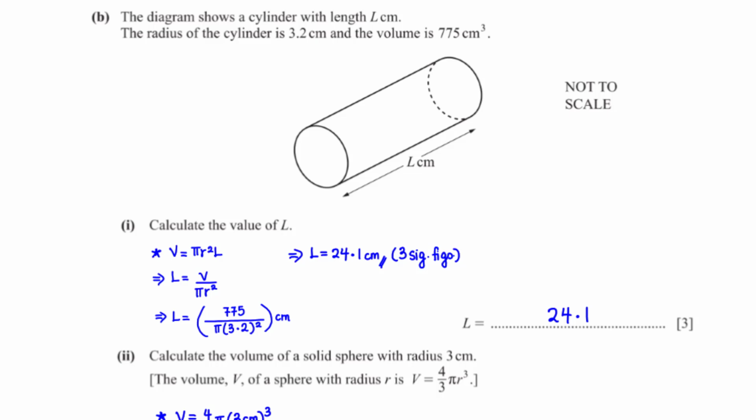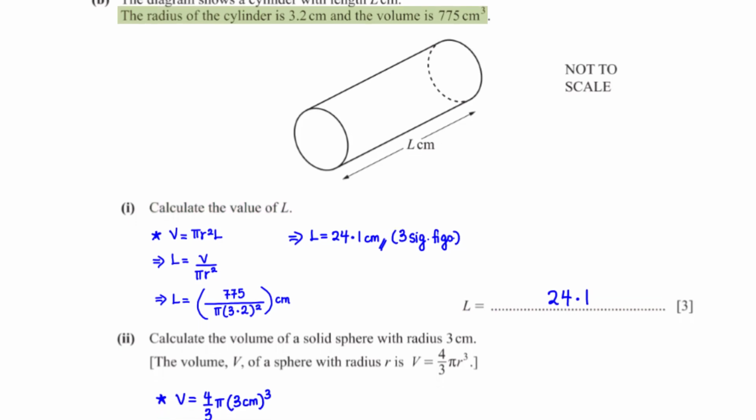The diagram shows a cylinder with length L centimeters. The radius of the cylinder is 3.2 centimeters and the volume is 775 centimeters cubed. Calculate the value of L. The volume of a cylinder is pi r squared h. In this case, h is L. When we make L the subject, we get V over pi r squared. V is 775 centimeters cubed and r is 3.2 centimeters. When we type this into the calculator, we get 24.1 centimeters rounded to 3 significant figures.